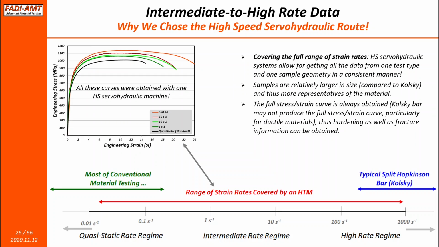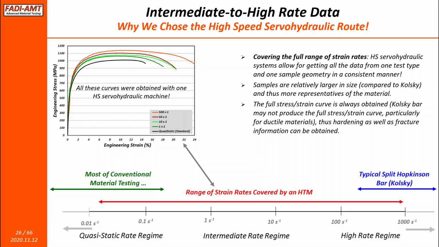That leads me to the outcome of this comparison. And again, this is just a personal summary or personal set of conclusions for me. The advantages of high-speed servohydraulic systems, to me, outweigh the limitations, or at least outweigh the advantages of the Kolsky bar system, and that's why we chose to go in this direction. They cover the full range of strain rates, and that is very important to us. We like the idea of getting all the curves from a similar approach or the same system, even the same sample geometry, and you cannot do this with the Kolsky bar, and that's a big advantage.